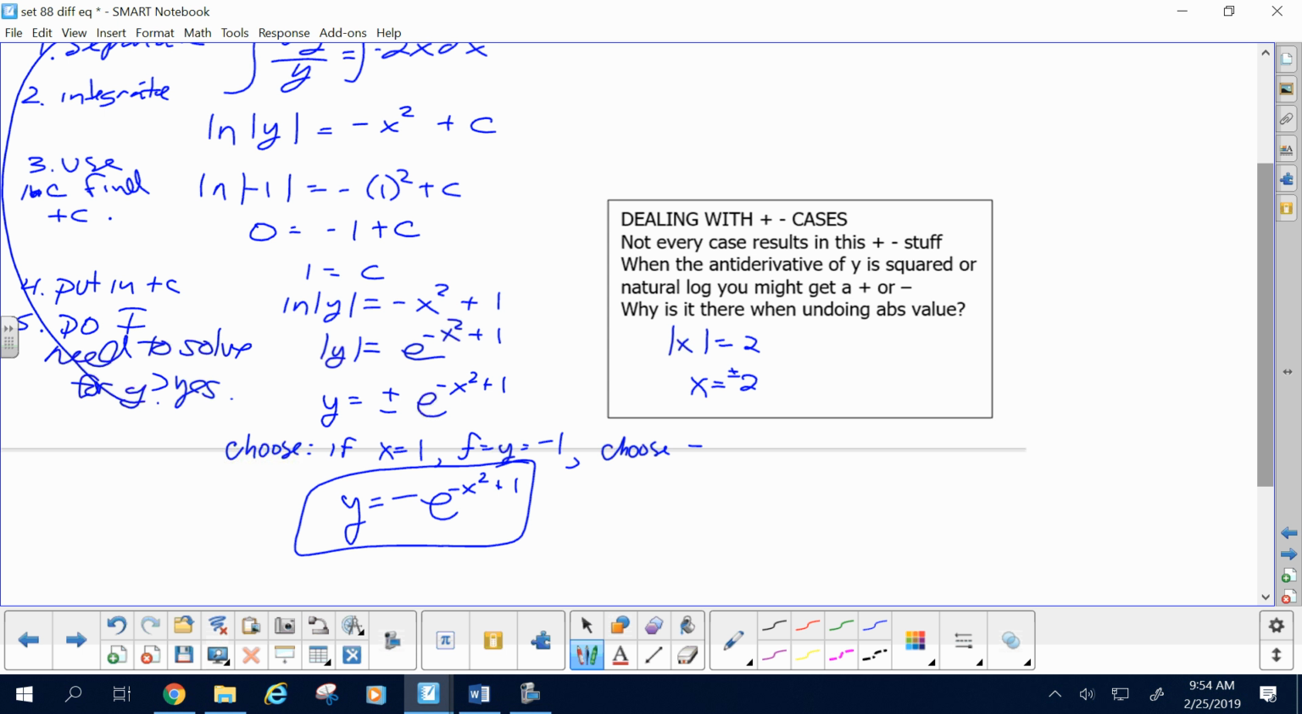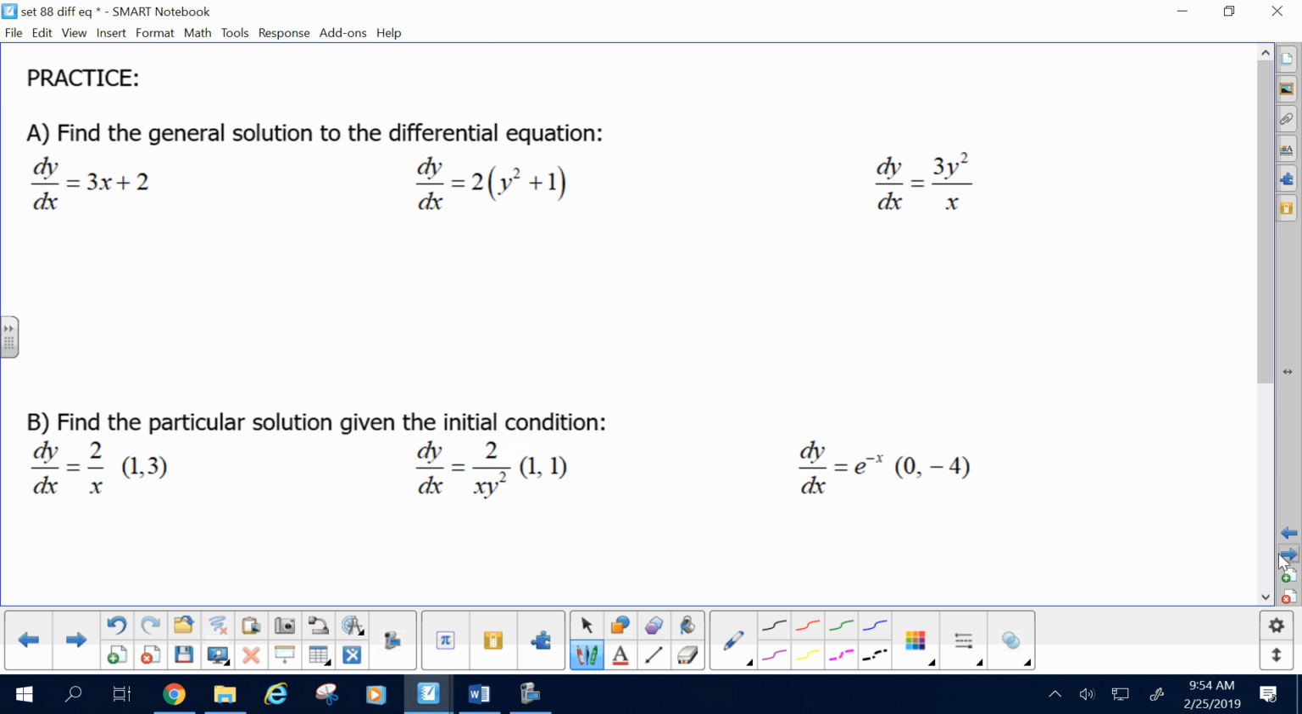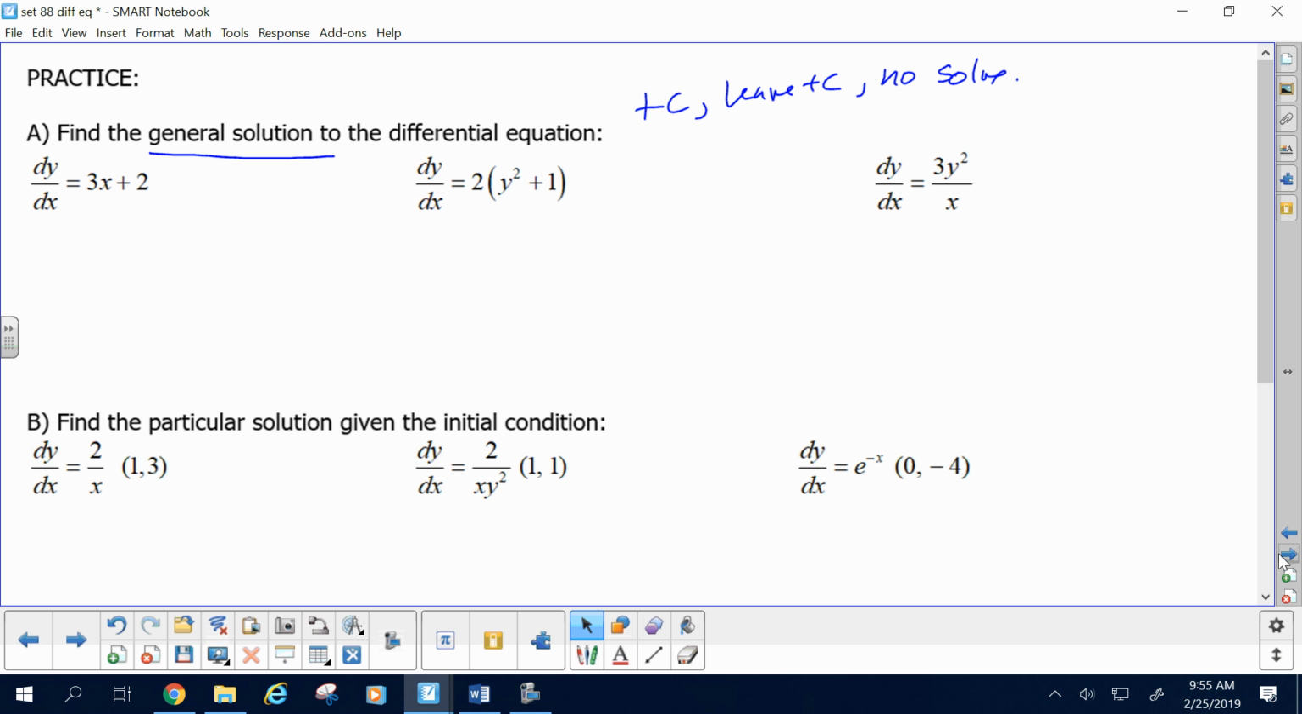You follow? All right. Now it's time for you to practice. In part A, it says just find a general solution. So that means you'll have a plus c, you'll leave the plus c, and you do not have to solve. Try part A, please. When I say no solve, I mean no solve for y. Talk it over with your math amigos.